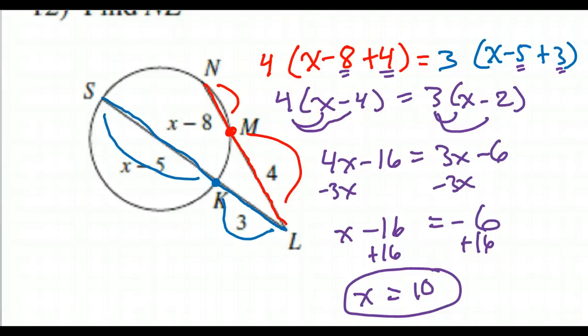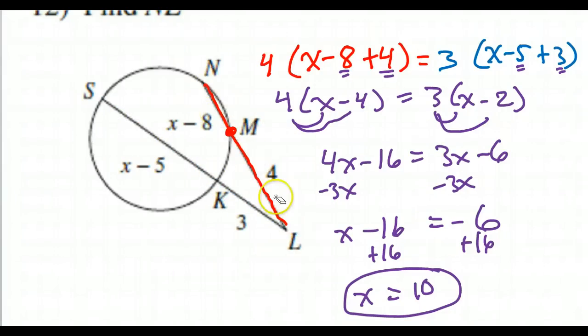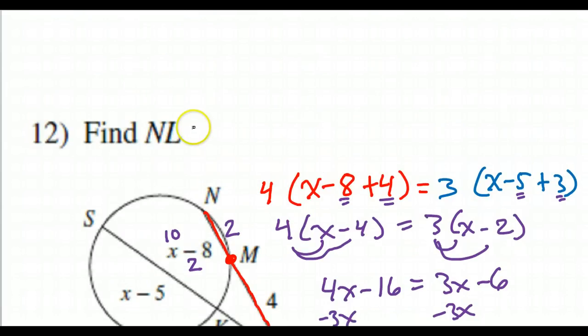NL. NL is this red distance. So I'm going to take that 10 and put it in right here. Okay? So this is 10 minus 8, so that means this is 2. Okay? So that means this is 2, and this is 4. So that means NL is 6. So there you go. NL is 6.